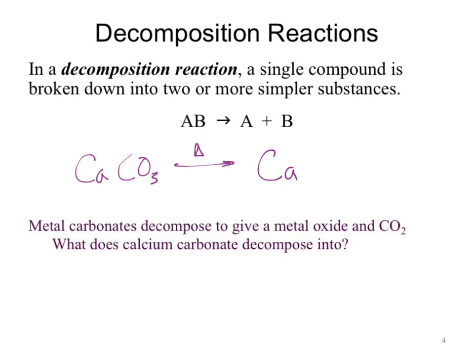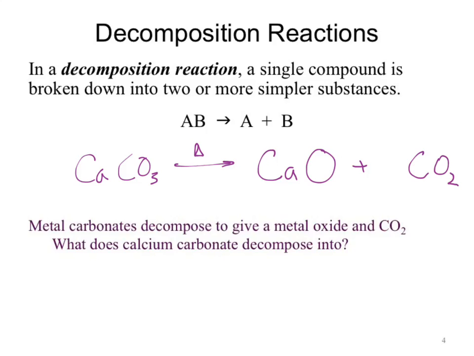Symbol, sorry, for oxide. Just O, not O2. O2 is for our oxygen. For oxide, we're looking at the ion. It's not its elemental state. Plus CO2. Before we tackle balancing the equation, we must balance our formulas.